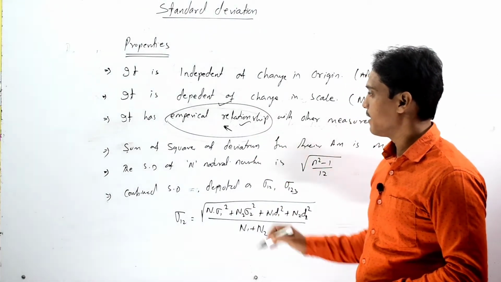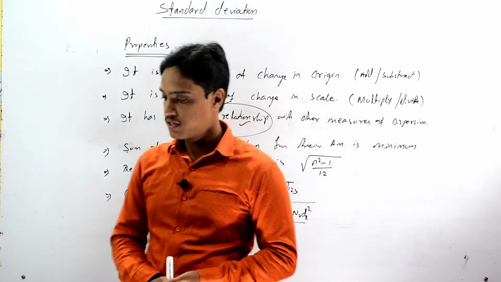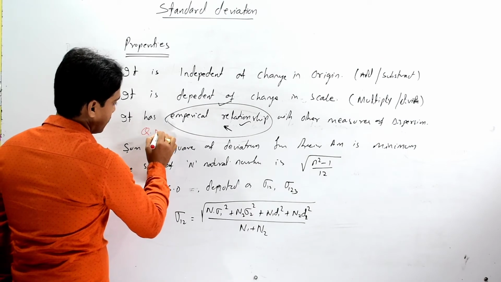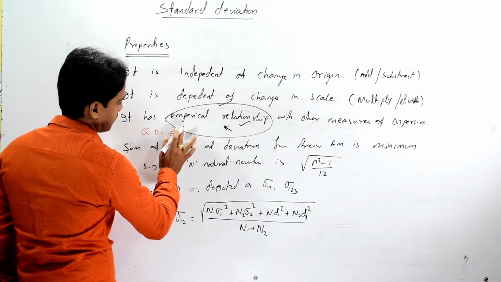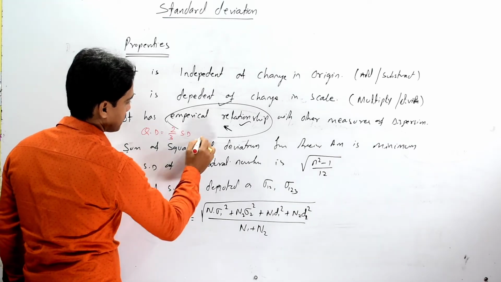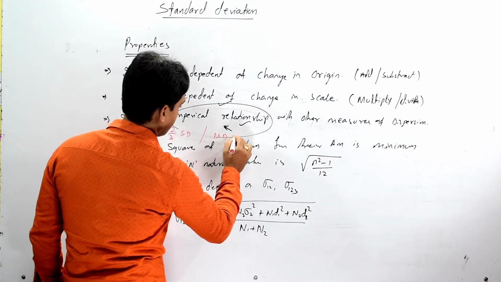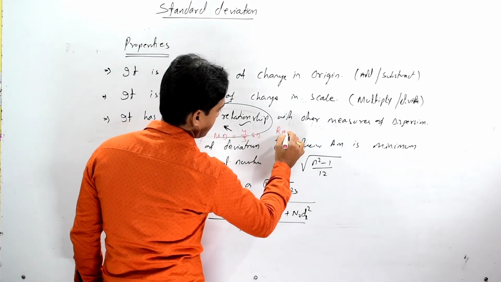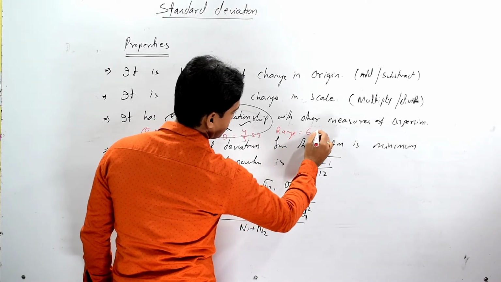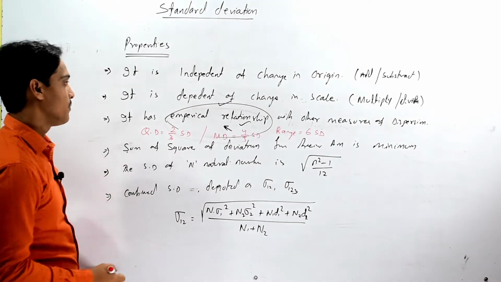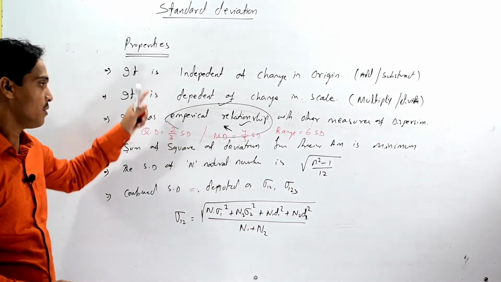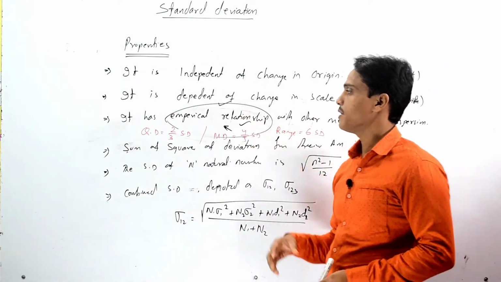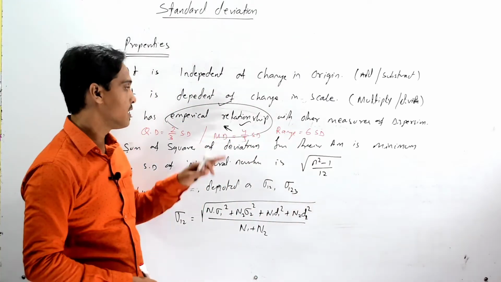So here the empirical relationship with other measures of dispersion: QD equals 2/3 of standard deviation, MD equals 4/5 of standard deviation, and range is 6 times the standard deviation. These are the empirical relationships of standard deviation with our other measures of dispersion, otherwise known as phenomenological relationship.